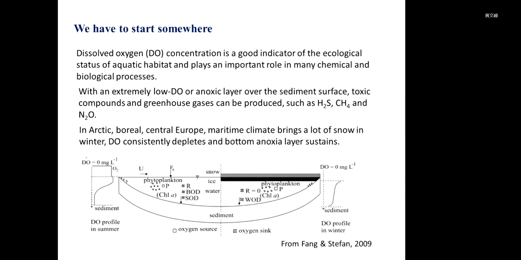Generally, in the Arctic, Boreal, and Central Europe, the maritime climate brings a lot of snow in winter, so the snow can accumulate on the lake ice surface. The thick snow layer can cut off the light that penetrates into the under-ice water, so the under-ice photosynthesis processes can cease. The DO has to deplete continually due to the water and sediment oxygen consumption, and usually a bottom anoxic layer can develop and be sustained.